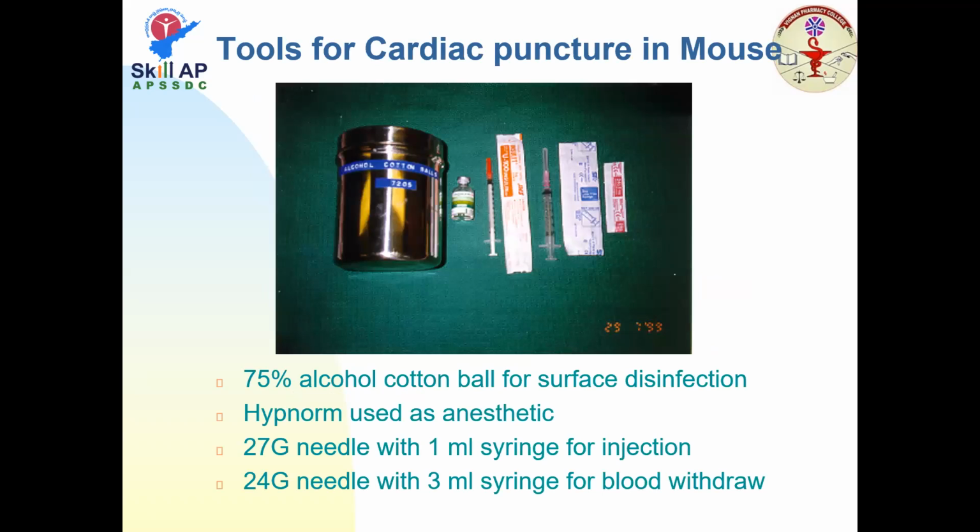So we clean the area using alcohol. We use a 27 gauge needle with a 1 ml syringe for injection, and a 24 gauge needle with a 3 ml syringe for blood collection. The syringe for injection is for giving the anesthetic agent, and the 24G needle is for blood collection. As blood has the property of clotting, note that a higher number indicates a narrower diameter. So the anesthetic injection needle diameter is less compared to the blood collection needle, because blood has the property of coagulating. If its diameter is bigger, there are fewer chances of coagulation.